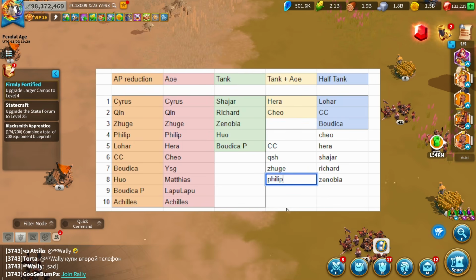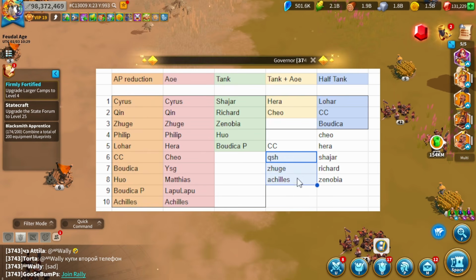But we could also realistically do Achilles here. And that's what I do. Let's do Achilles, but you can literally use anybody. You can use Cyrus, you can use Philip, whatever you have. But I think almost everybody has these 3 commanders to at least 5-1-1-1.